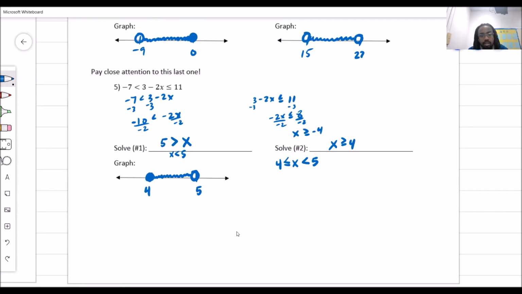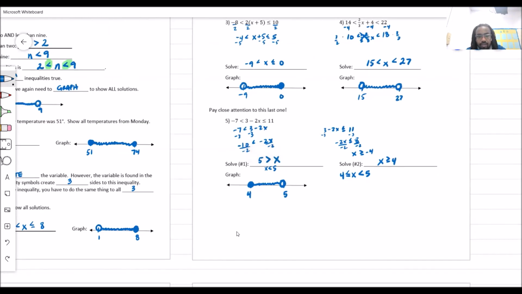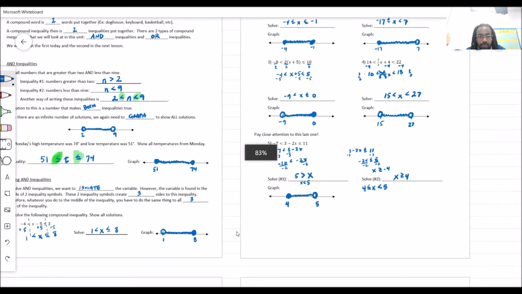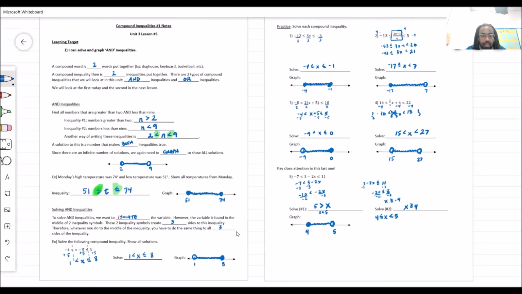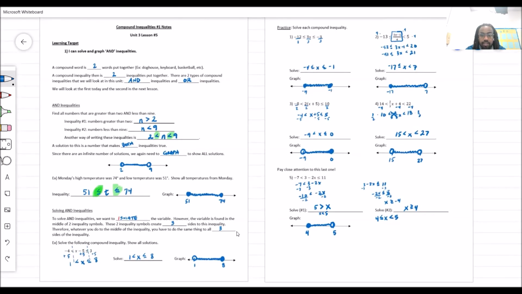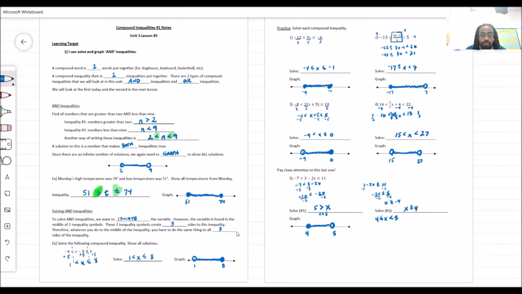Okay, so that's "and" inequalities. Again, compound inequalities with "and," solving for everything in the middle, basically.